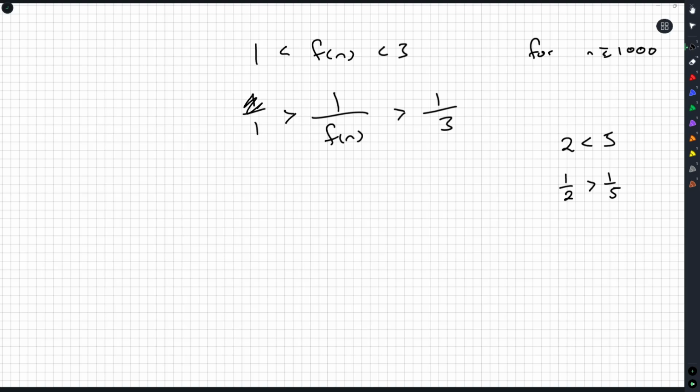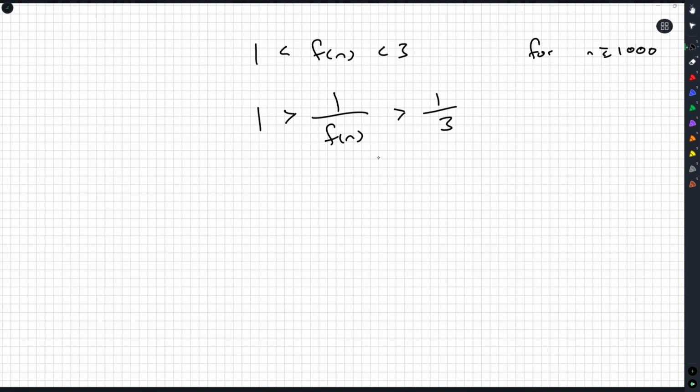1 over 1, of course, is just 1. So this is also true, right? Because all these numbers are positive. How do you know the f at n's aren't negative? Because we know they're bigger than 1. How do you know the f at n's aren't 0 and you're not dividing by 0? Because the f at n's are bigger than 1 at this point. Okay? So that's guaranteed. So this is also true for n greater than or equal to 1,000.